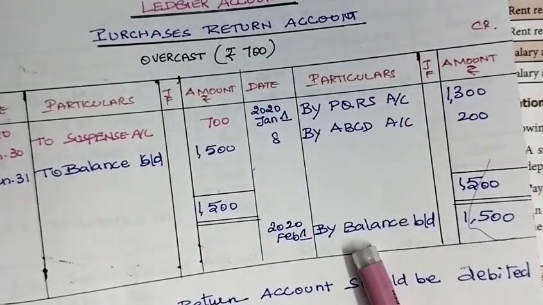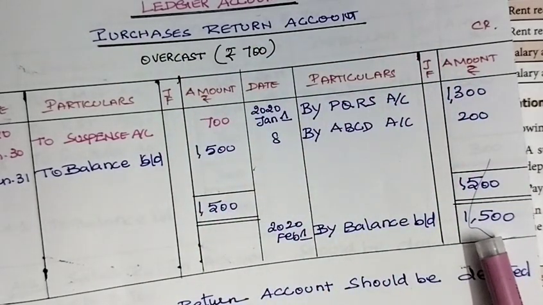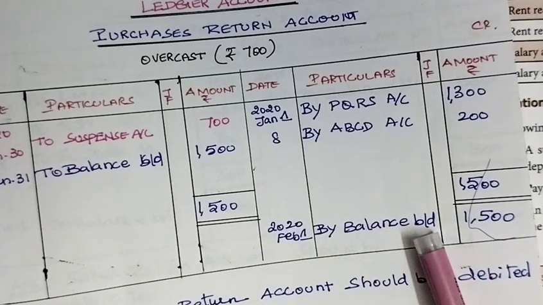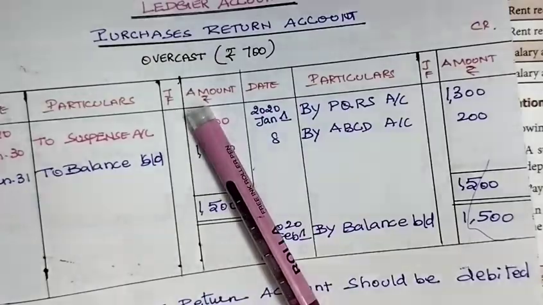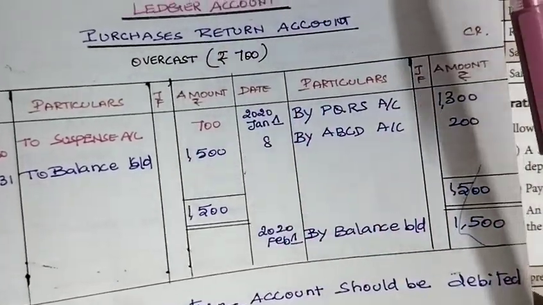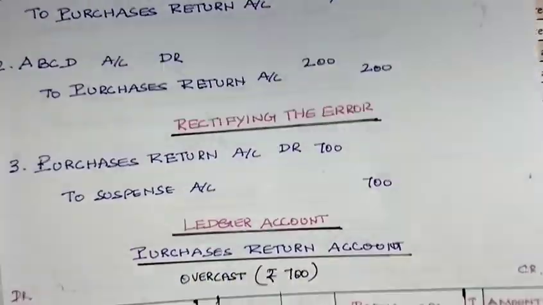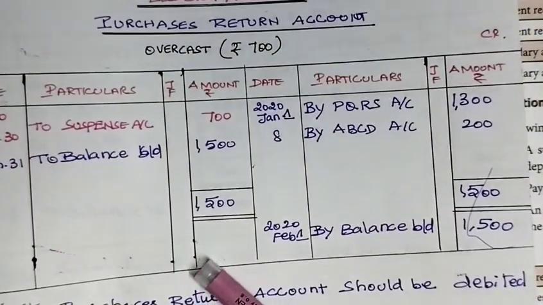Where does the purchases return account show? It appears on the credit side. Okay, this is the original ledger account and journal entry. Example for the journal and ledger for the purchases return account.